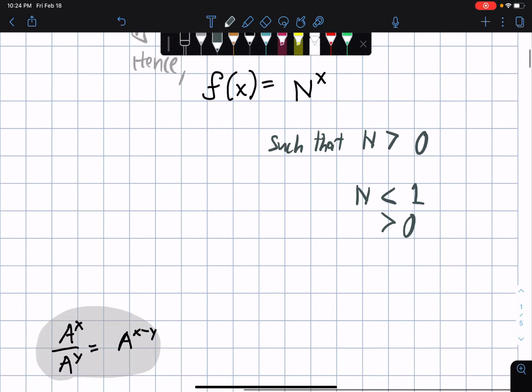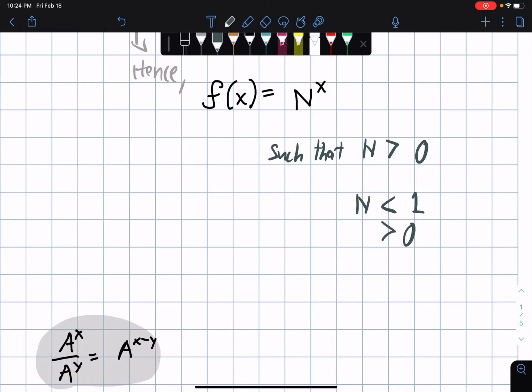But one thing that separates it from being an exponential function is when n is less than 0, then that's a different conversation. A base that is less than 0 is not an exponential function anymore. So we'll be having that in a few minutes.